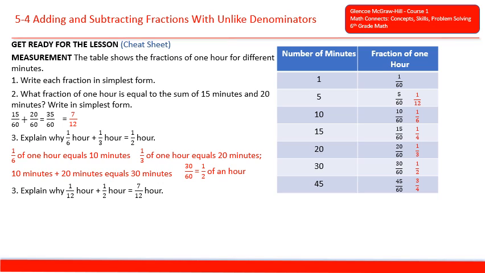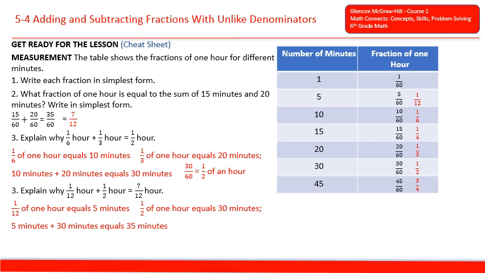Explain why 1/12 of an hour plus 1/2 hour equals 7/12 hour. So 1/12 of an hour equals 5 minutes. 1/2 of an hour equals 30 minutes. And 5 minutes plus 30 minutes equals 35 minutes. 35 over 60 equals 7/12 of an hour.